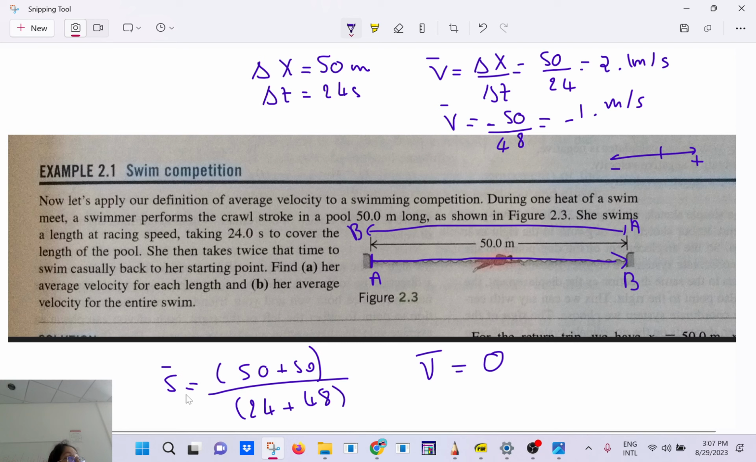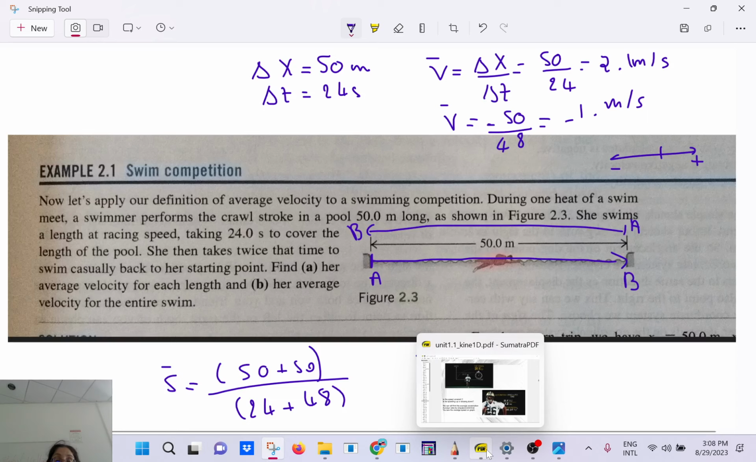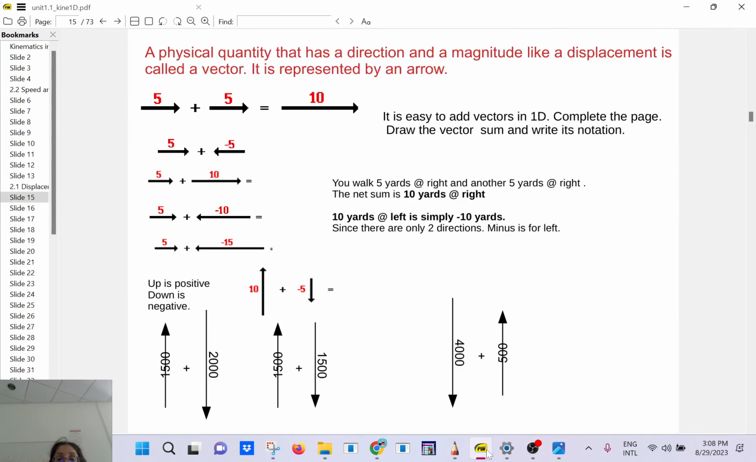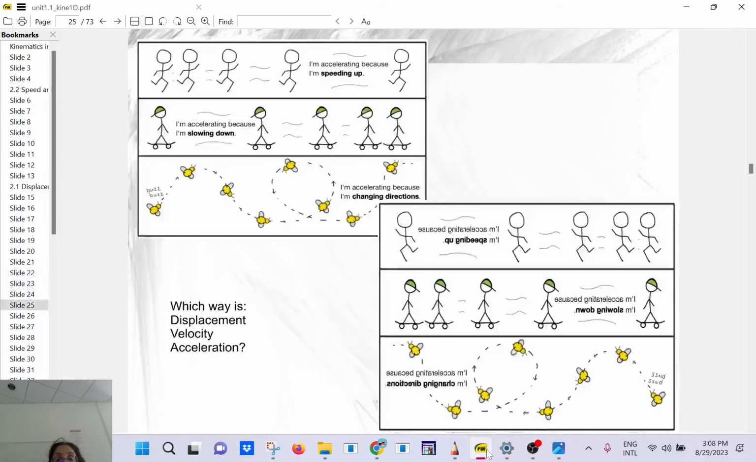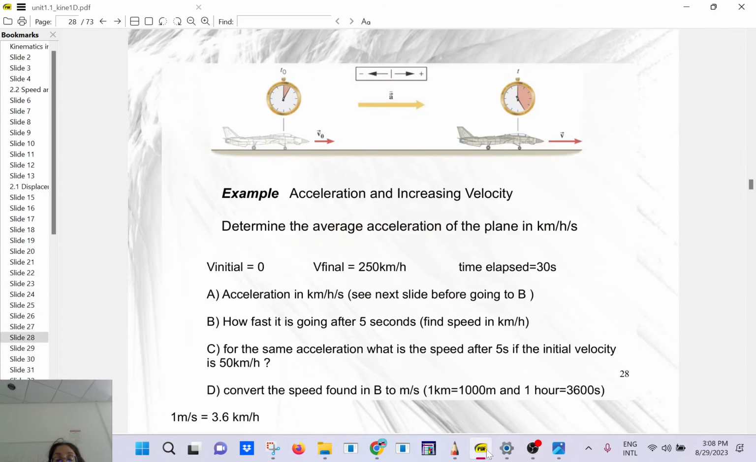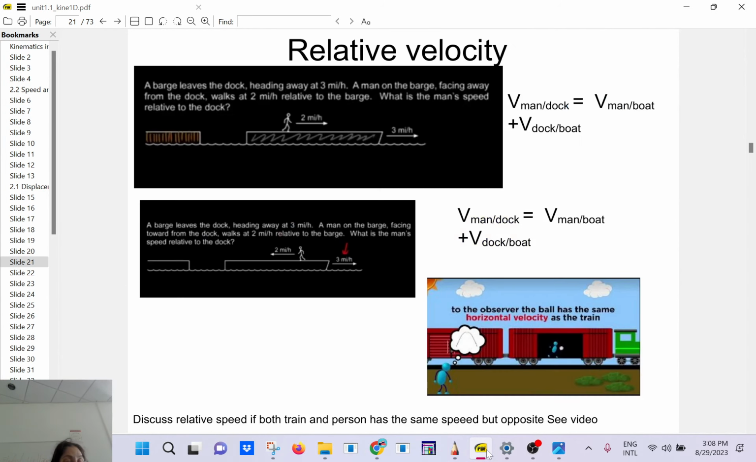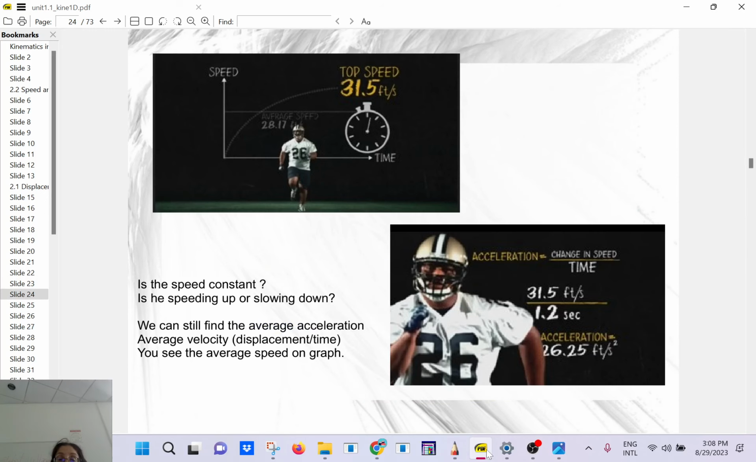The average speed is the total distance. So you go back and forth. Total distance is 50 plus 50, total time is 24 plus 48. And I think I skipped something, no? I'm missing one example here. Well, anyway, I'm missing one slide. It's fine, it's okay.